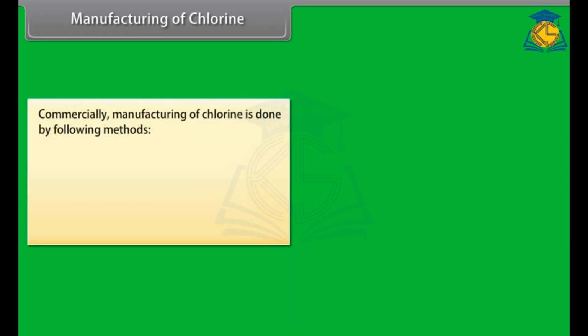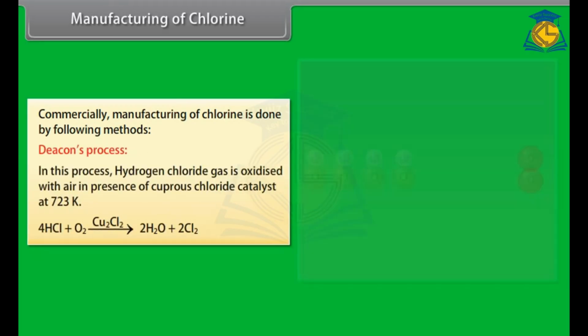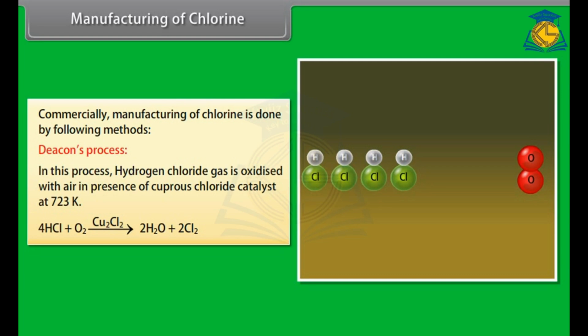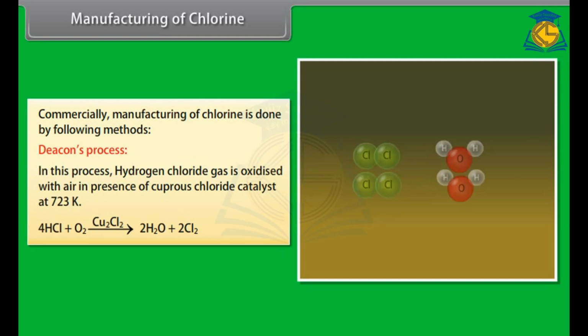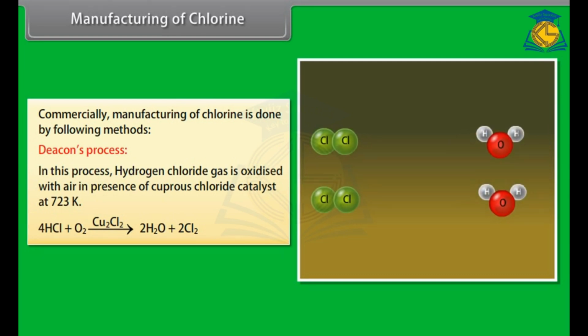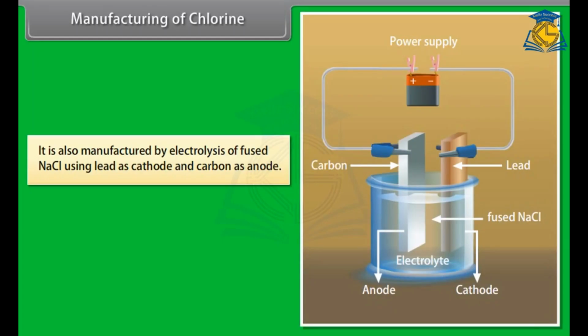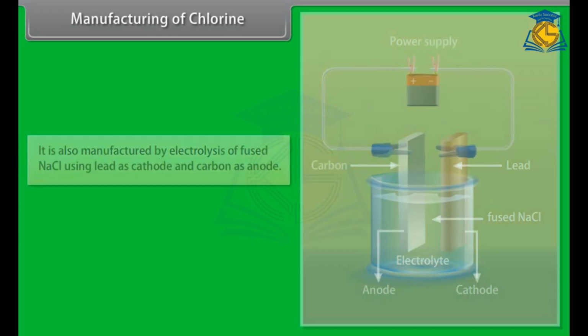Manufacturing of chlorine. Commercially, manufacturing of chlorine is done by the following methods. Deacon's process. In this process, hydrogen chloride gas is oxidized with air in presence of cuprous chloride catalyst at 723 Kelvin. It is also manufactured by electrolysis of fused NaCl using lead as cathode and carbon as anode.